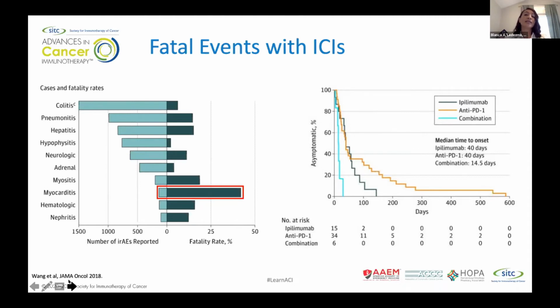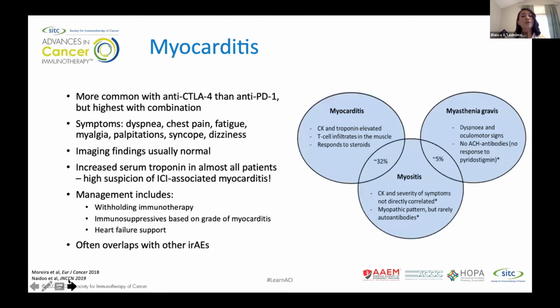When looking at the median time to onset of the fatal IRAE, we see that myocarditis, when given in combination with ipilimumab and nivolumab, occurred much sooner, at 14.5 days, versus 40 days when given alone with ipilimumab or the anti-PD-1. So myocarditis is more commonly seen with the anti-CTLA-4, but highest in combination.